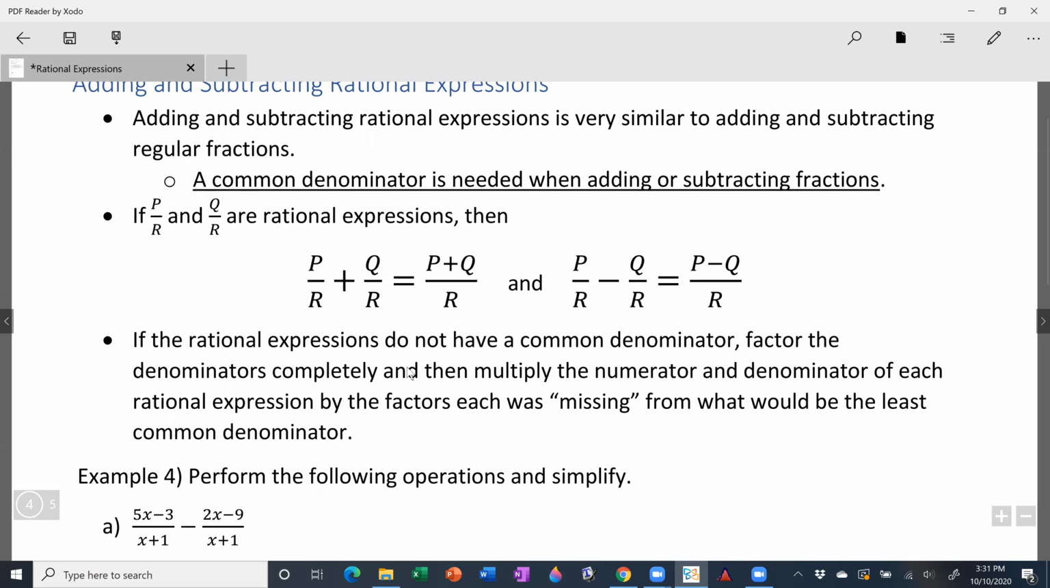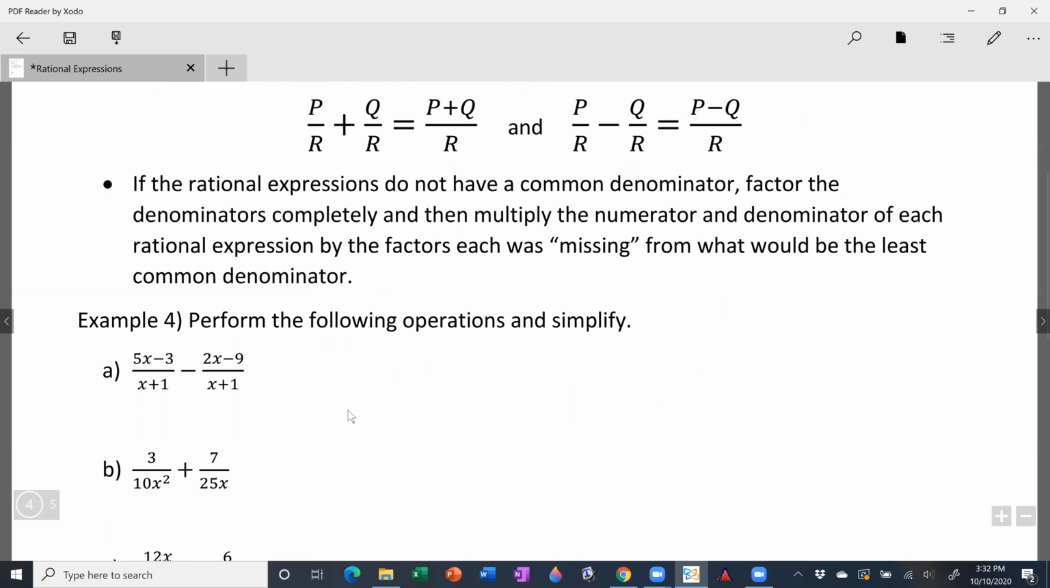If rational expressions do not have a common denominator, this is where it starts getting a little bit tricky. What we need to do is factor the denominators completely, and then multiply the numerator and denominator of each rational expression by the factors that each one was missing from what would be the least common denominator. It's going to be a somewhat similar process to finding common denominators with regular fractions, but we're going to do it in a more formal process because we're dealing with factors of polynomials rather than just numbers. Anyways, let's do a few examples and you'll start to get the hang of it.